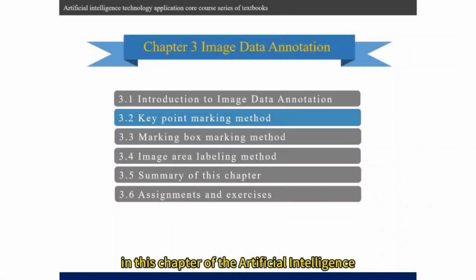In this chapter of the Artificial Intelligence Technology Application Core Course series of textbooks, we will explore image data annotation. We'll start with an introduction to it, then move on to the key point marking method, the marking box marking method, and the image area labeling method. After that, we'll summarize this chapter, and finally, there will be assignments and exercises.